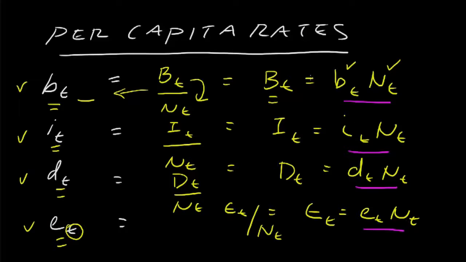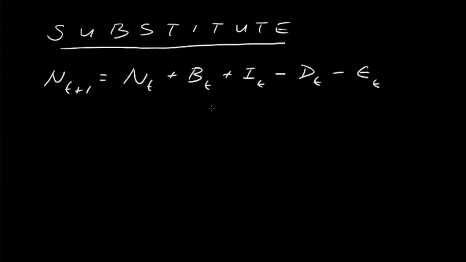Now, we've got per capita rates. The next step is we are going to substitute those per capita rates into our equation. So what we're trying to do here is take our basic equation that describes population growth or population change and really distill it down and simplify it a bit more. And the rates really help us to do that, and I think you'll see why in a few moments. So let's substitute those values in.